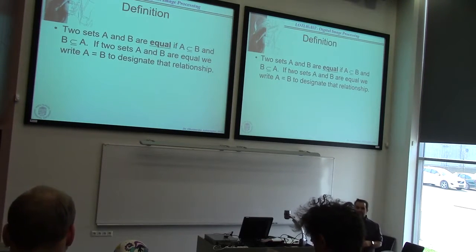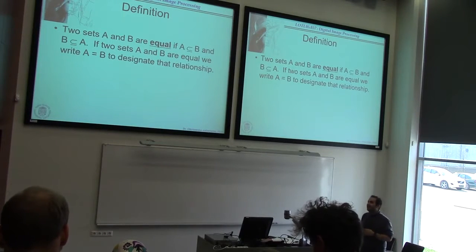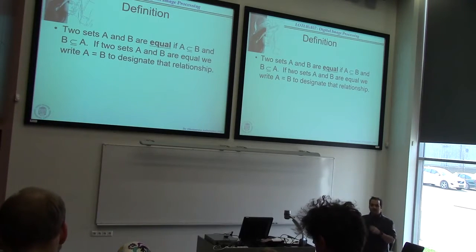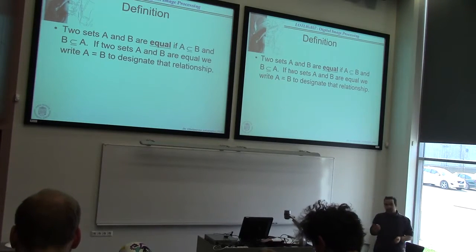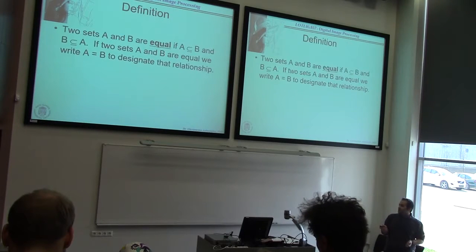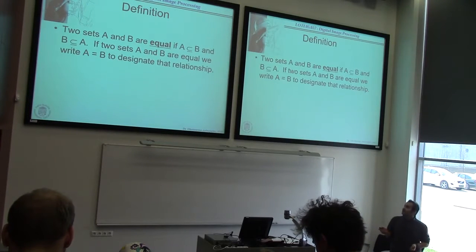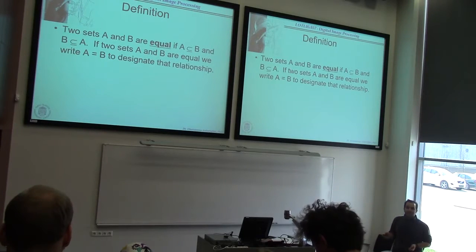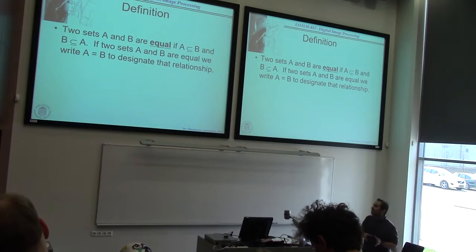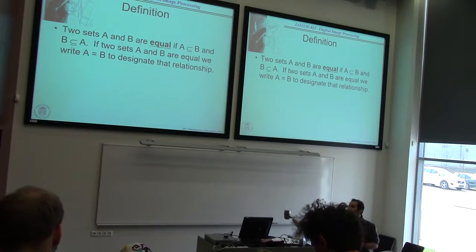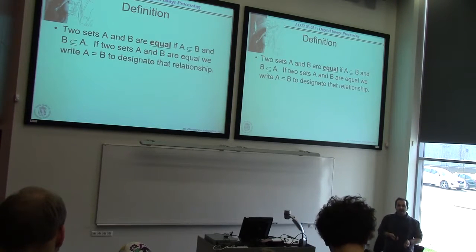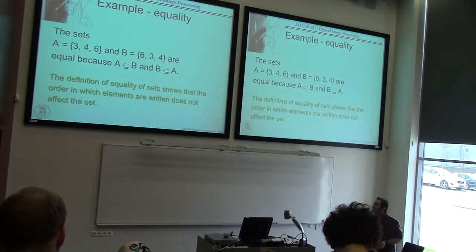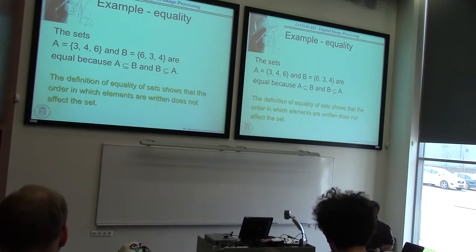We can say two sets are equal when one of them is a subset of the other, and also the other is a subset of the first set. Like this, for example, A is a subset of B, and also B is a subset of A. It means that all objects that are in the set A are also in the set B. It means that we have equal sets.